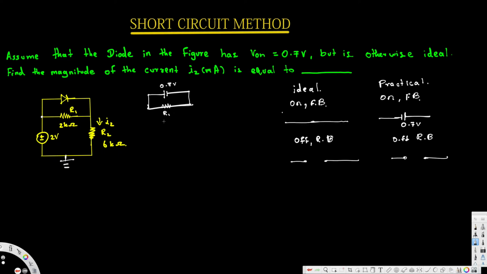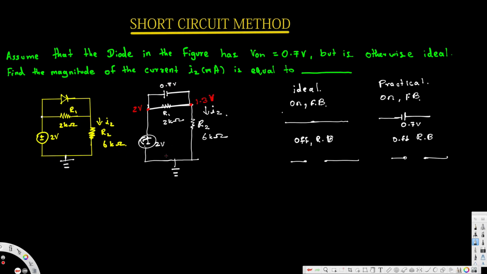This is R1, 2 kilo ohm, and here we have the 2 volt source and the ground, and also we have R2, equal to 6 kilo ohm, and I2 is flowing through this one. I2 is what we are trying to find. Now let's look at the voltages at the nodes. This voltage is going to be 2 volts, because 2 volts minus 0 is 2 volts. And here, since there is a 0.7 volt drop, 2 minus 0.7 gives us 1.3 volts right here.